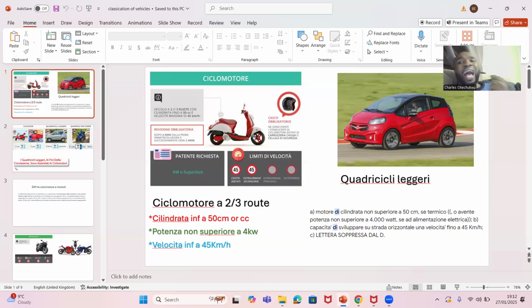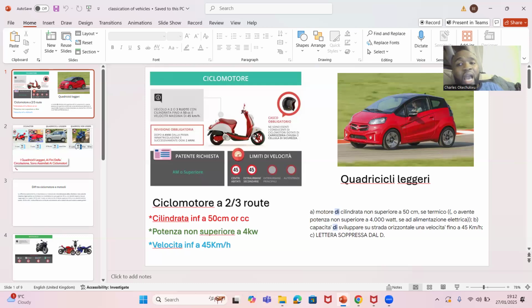È inferiore a. Now, instead of hearing inferiore, you may hear the words fino a. Fino a means it is from 0 to 50. Fino a means up to 50, it cannot be 51. The cylinder cannot be bigger than 50. It is from 0 to 50.